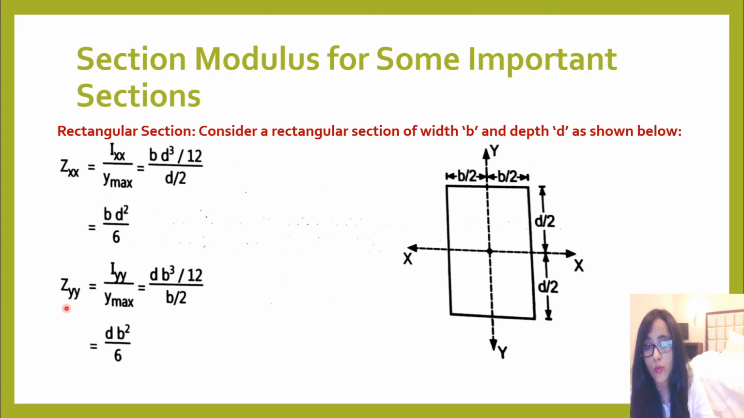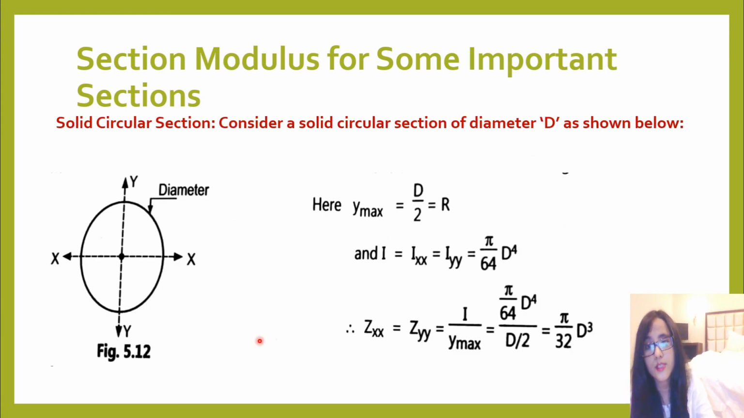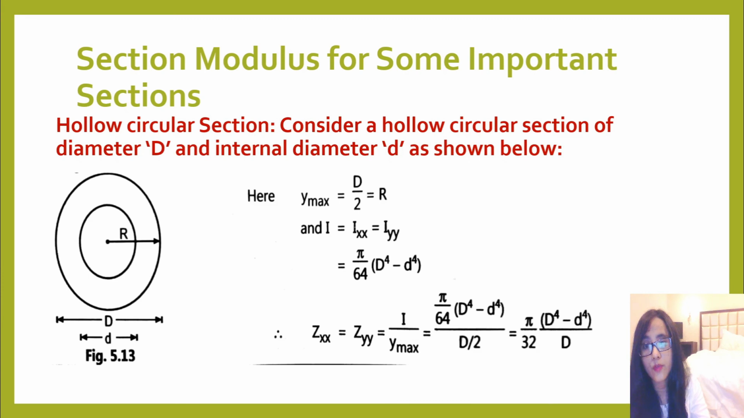Similarly for the y axis you will get db square by 6. Okay, and for a circular section, because a circular section is a symmetrical section, for both sides your section modulus will be equal to pi by 32 d raised to power 3. Okay, just remember these formulas. Then for a hollow circular section it will be pi by 32 into D raised to power 4 minus small d raised to power 4, divided by D.